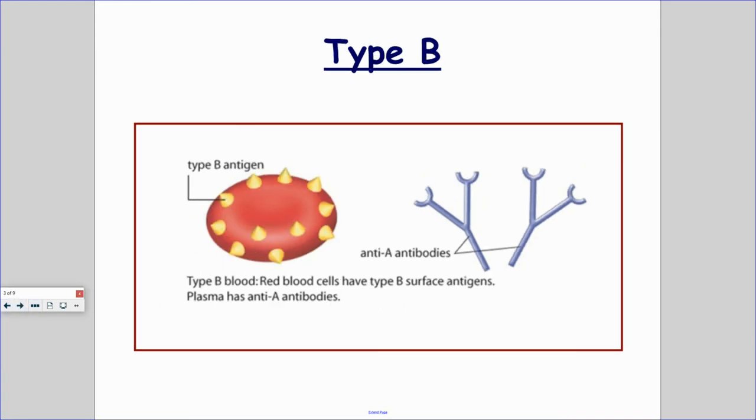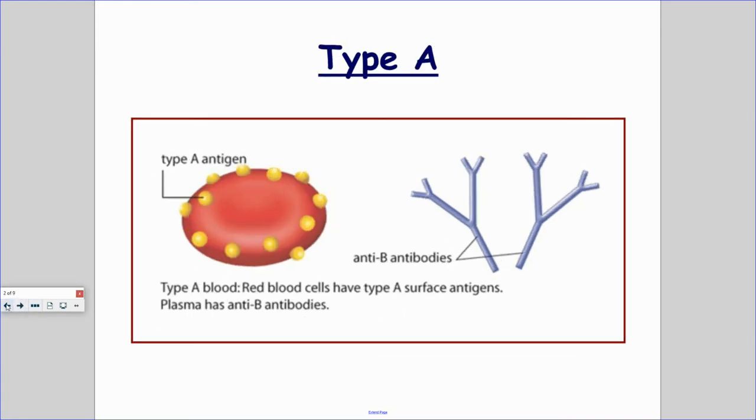To start the story, let's start with type A. In your chart, you are going to draw the red blood cell in the section that says red blood cell type. So you're going to draw this lovely red blood cell there. This red blood cell has some little bumps and lumps on it that are circular in shape. Those lumps and bumps are called antigens, and antigens are designed to attract antibodies.